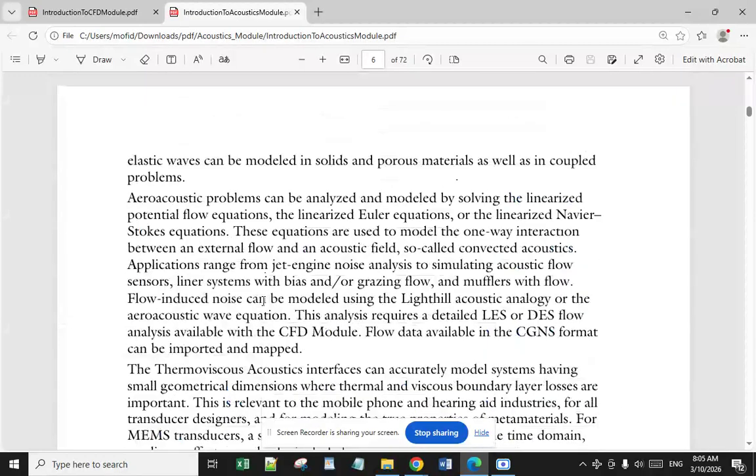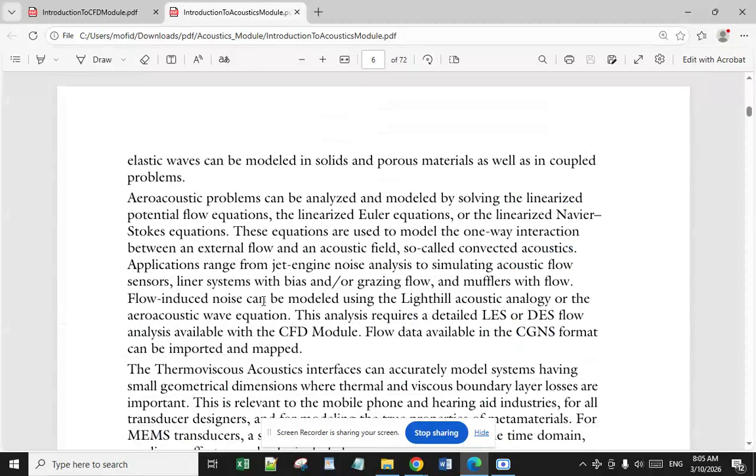The propagation of elastic waves can be modeled in solids and porous materials as well as in coupled problems. Aeroacoustic problems can be analyzed and modeled by solving the linearized potential flow equations, the linearized Euler equations, or the linearized Navier-Stokes equations. These equations are used to model the one-way interaction between an external flow and an acoustic field, so-called convected acoustics.